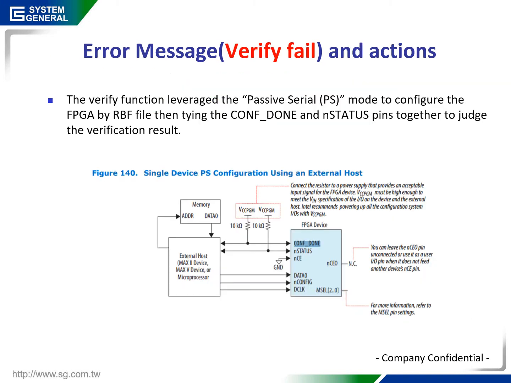In this slide, I will show you how the verify function works. The verify function leverages the PS mode to configure the FPGA via the RBF file. After the RBF file is configured by the FPGA, the algorithm will tap the CONF_DONE and nSTATUS pins, just like these two pins. Once the programmer gets the correct CONF_DONE and nSTATUS pin status, we will report whether the verify function is pass or fail.